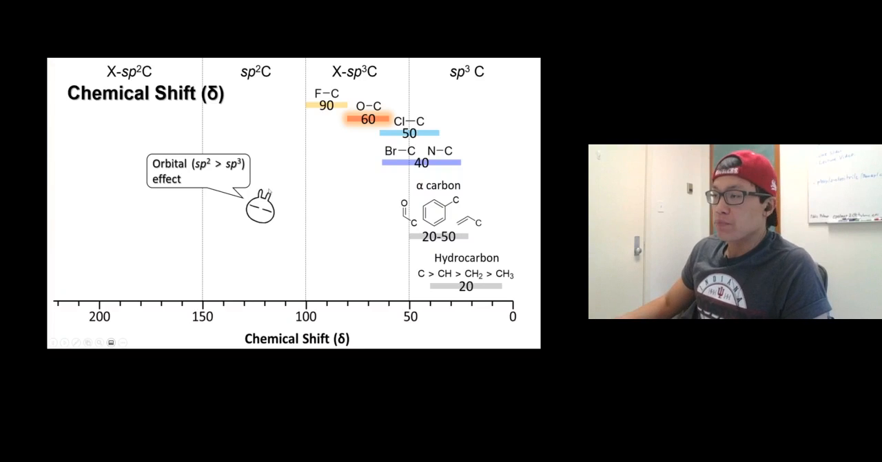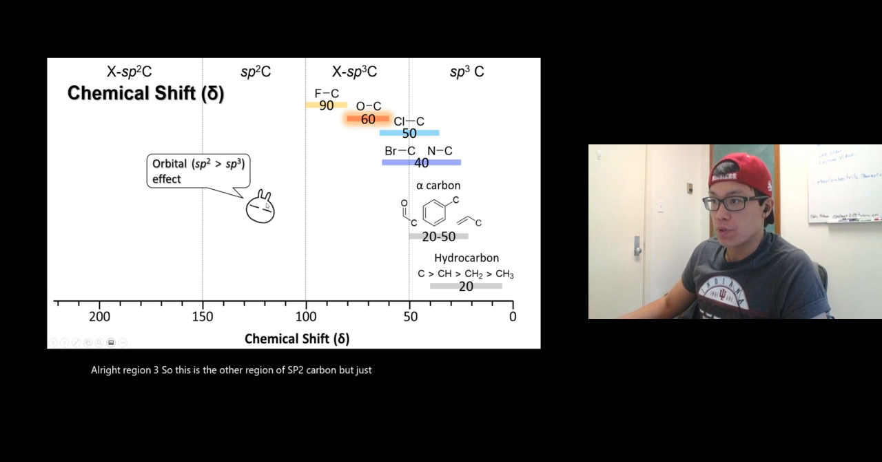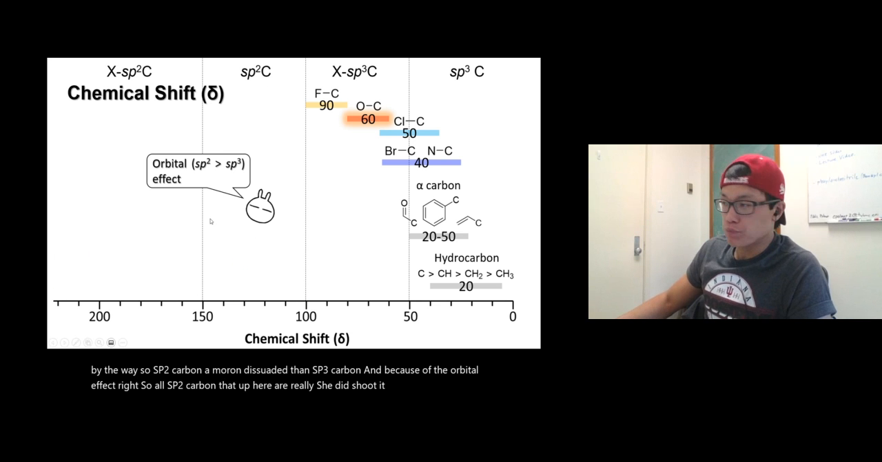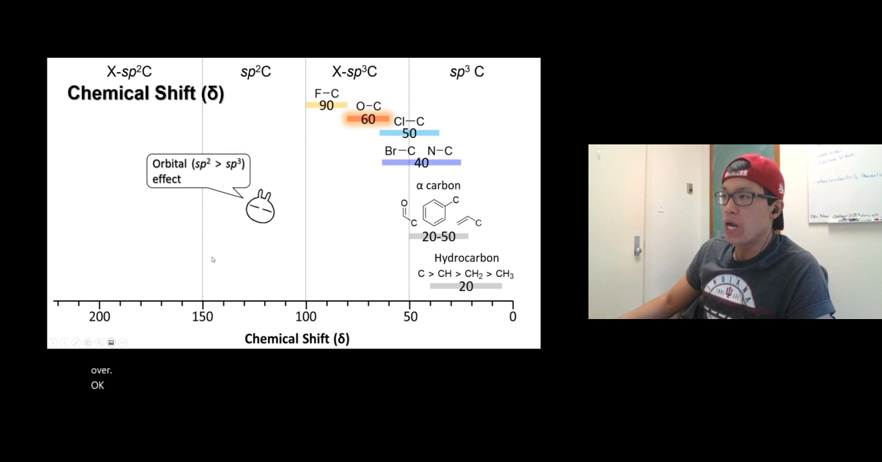All right, region number 3. So these are the region of sp2 carbon, but just regular sp2. Okay, and by the way, sp2 carbon are more deshielded than sp3 carbon, because of the orbital effect, right? So all sp2 carbon that are up here are really deshielded, from 100 or over. Okay, sp3 is 100 or below.